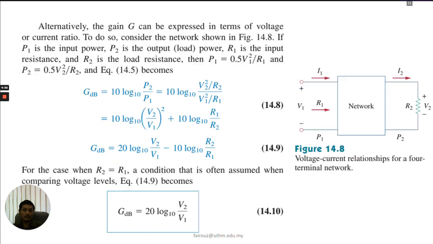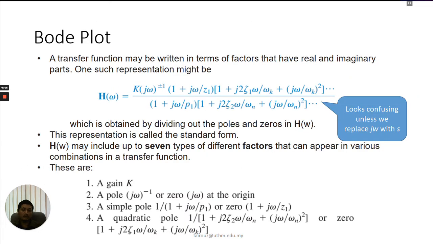Never mind, let's just go straight to the Bode plot. How do we plot the transfer function using the Bode plot method? Basically, a transfer function may be written in terms of factors that have real and imaginary parts. One such representation might be like this, H of omega, the transfer function, where the numerator and denominator components can in general be represented like this.